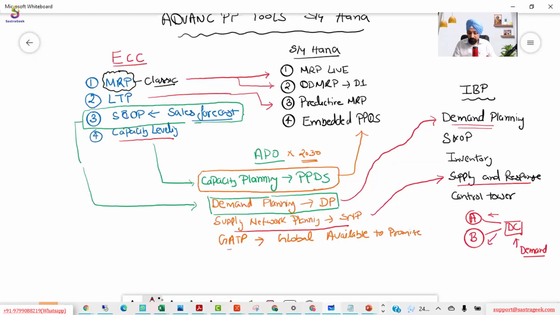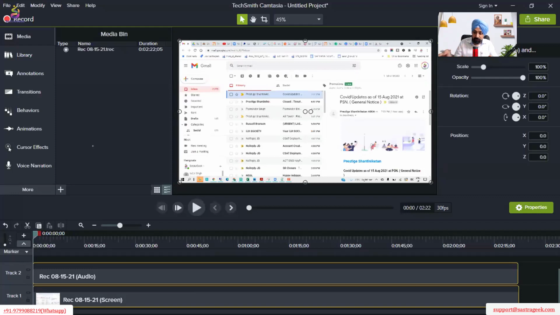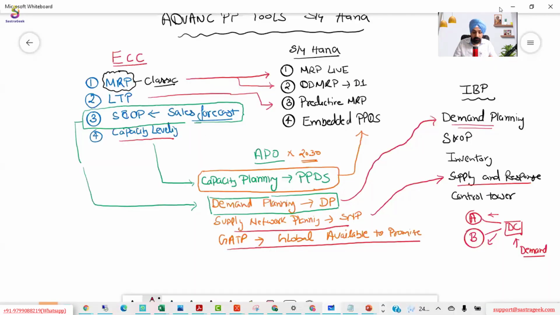Now this GATP is global available to promise. GATP is a module where, when the sales order comes in, we check whether we have availability, or based on the different plants or different situations, we identify by when we can promise the customer that we will be able to deliver that product on a particular date. Okay, so we have a functionality in ECC for that. Sorry, this would not be part of our training program. We cover it in the SD training. We have availability check.